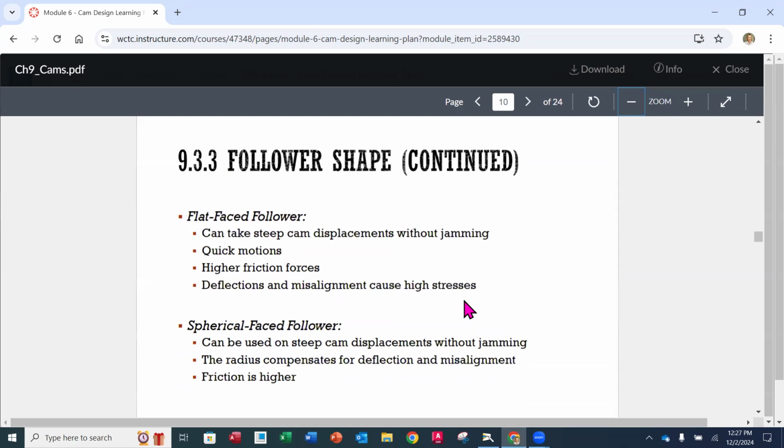The other type of follower shape that we saw was the flat face. This can take those steep cam displacements without jamming. Okay. They can use quick motions with those. They do have higher friction forces for the obvious reasons. And then deflections and misalignment can cause some high stresses as well.